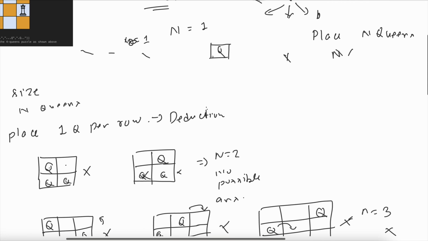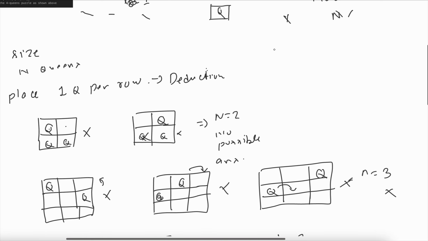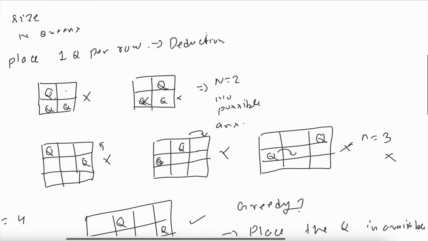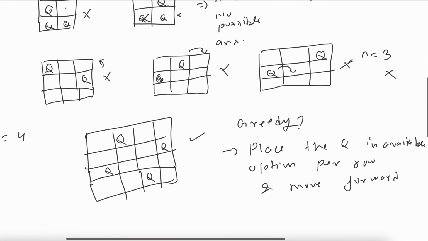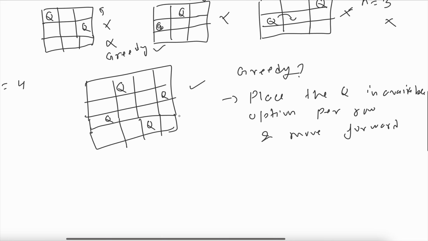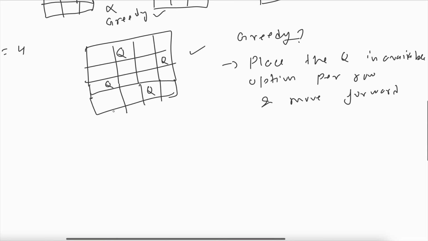As you can see, this worked here. For n equal to 1 we placed the queen here, this worked. For n equal to 2 we placed a queen here, we cannot place a queen here, then we placed one here, and there is no possible answer. Greedy worked. For n equal to 3 also we placed a queen here, in the first evaluation, now we cannot place a queen, so it failed. So greedy worked here also. But for n equal to 4, let's see.